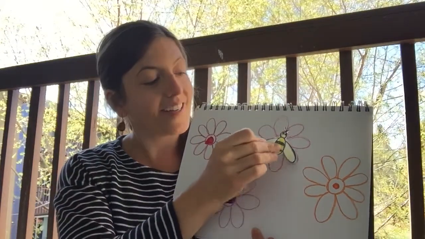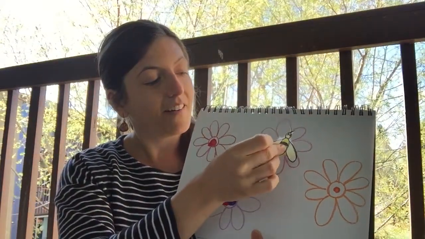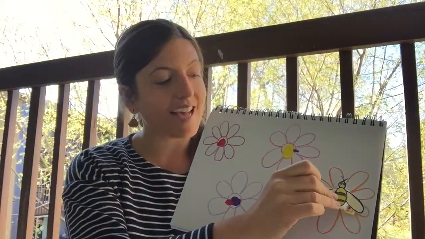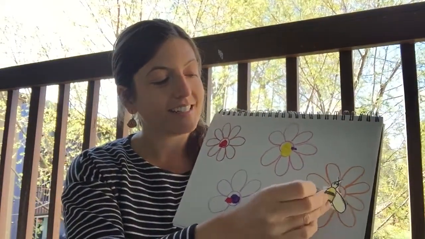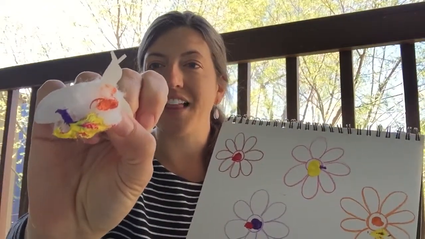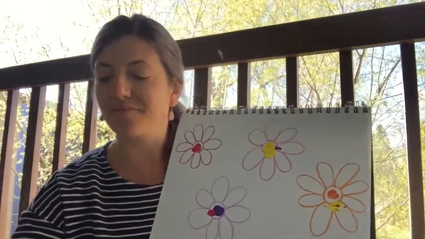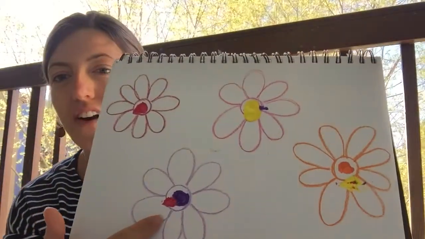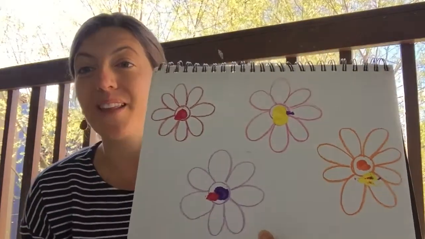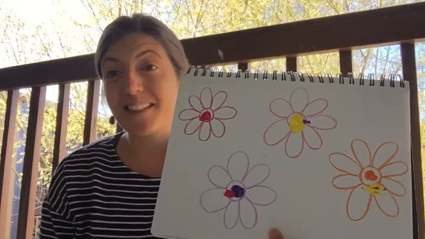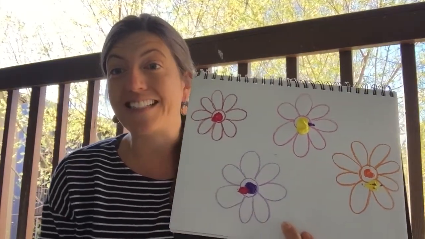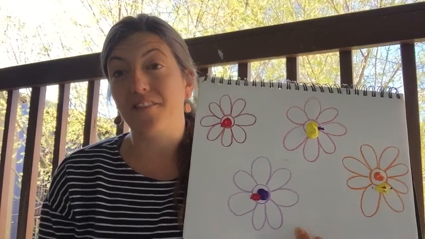Bzzz. Over to this flower. Some more pollen. Bzzz. And over to the last. Now the bee has all of the flower's pollen on his body, and the bee has flown around to all the flowers, and each flower it visited, it brought some of the pollen from the other flowers. And that's basically what pollination is. And it helps flowers to reproduce and to create seeds and fruit and to keep the flowers healthy.